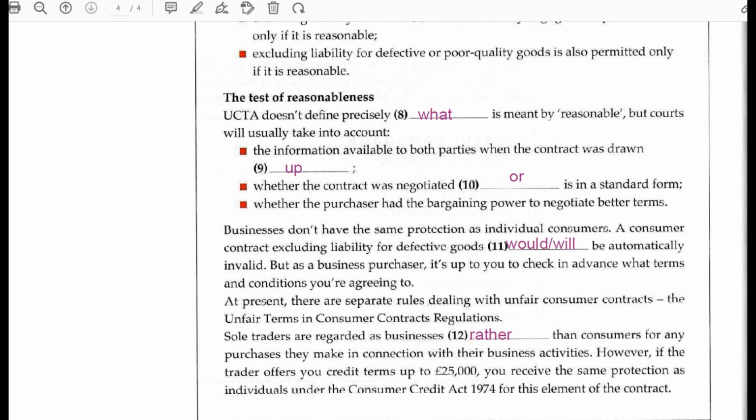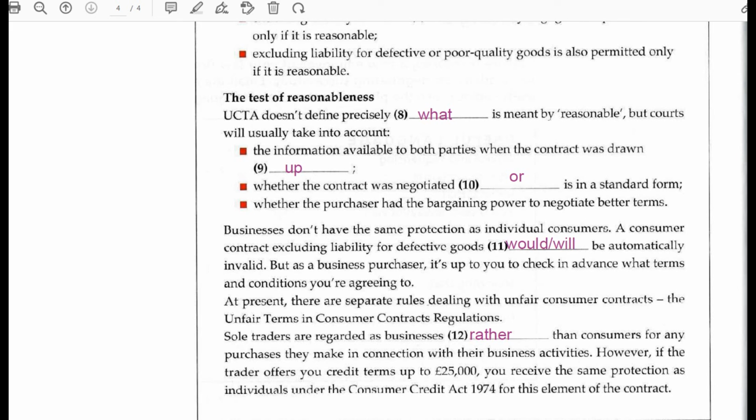Businesses don't have the same protection as individual consumers. A consumer contract excluding liability for defective goods would, or will, that's the same, be automatically invalid. But as a business purchaser, it's up to you to check in advance what terms and conditions you are agreeing to. At present, there are separate rules dealing with unfair consumer contracts, the Unfair Terms in Consumer Contracts Regulations.